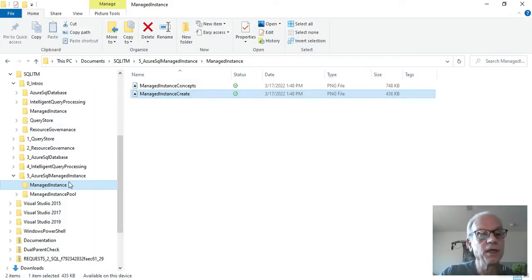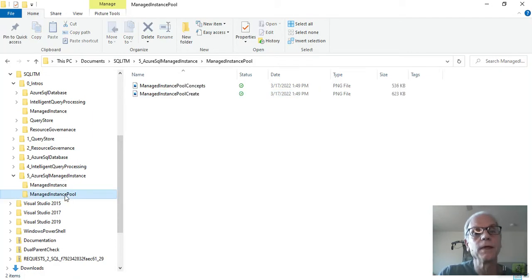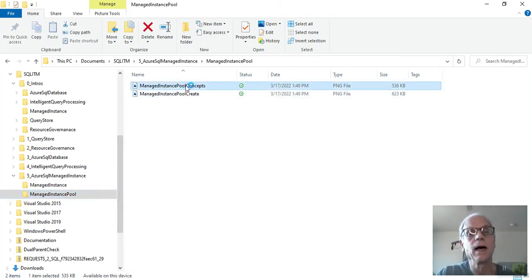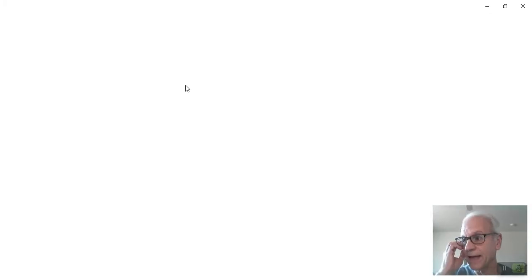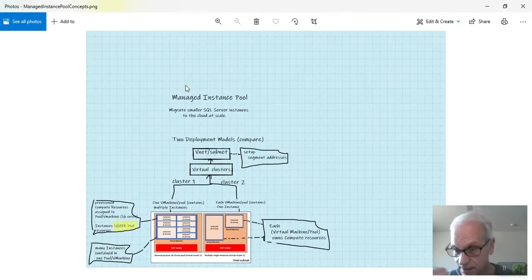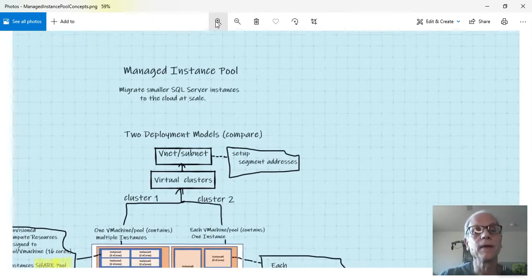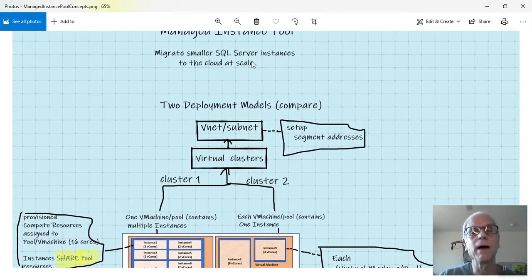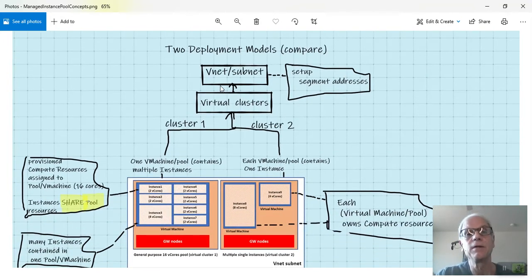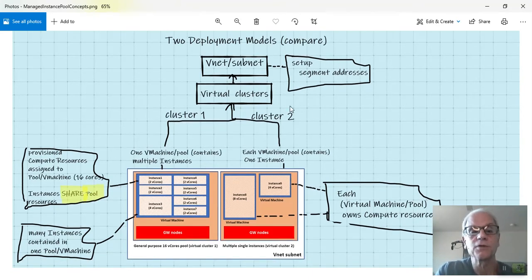Let's get into the managed instance pool. It's similar, but look at the concept real quick. You're creating a pool that houses the resources, and the instances share that pool of resources. So it's a good way to migrate smaller SQL instances into the cloud at scale. Again, you have to set up a VNet with a subnet, and then you can set up the virtual clusters. This cluster 1 and cluster 2 we've defined here.